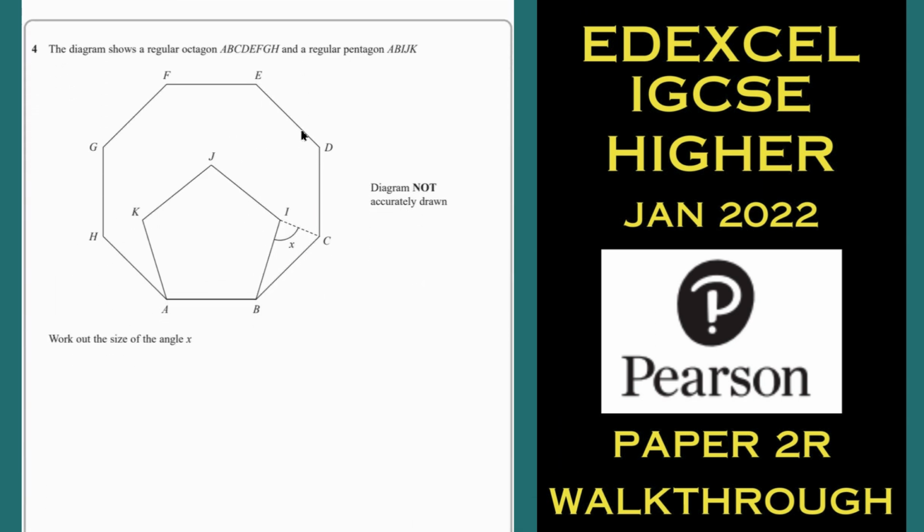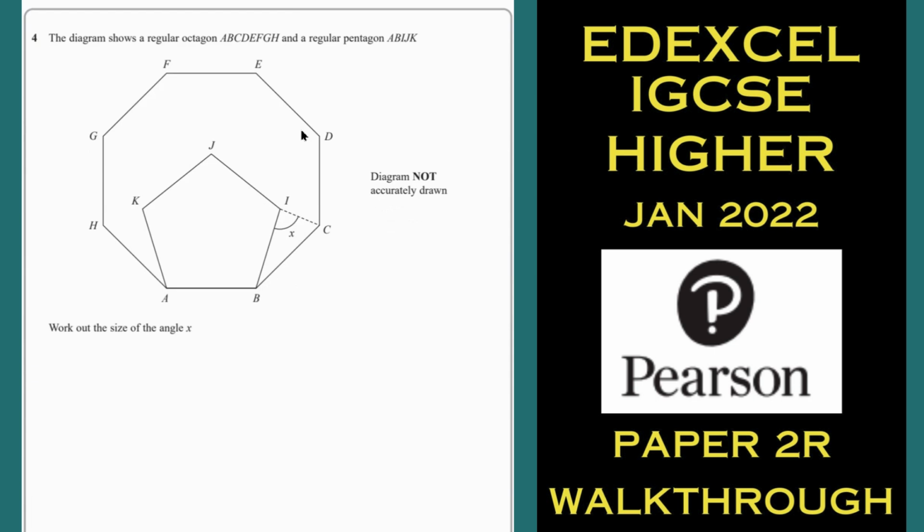Number 4, I've done the full decent quality working out on my worked answers, so go and check them out. Here I'm just going to talk you through them. The sneaky bit is they share a side. So these are the same. So that is also x. Now we know that, we can crack on with internal angles.